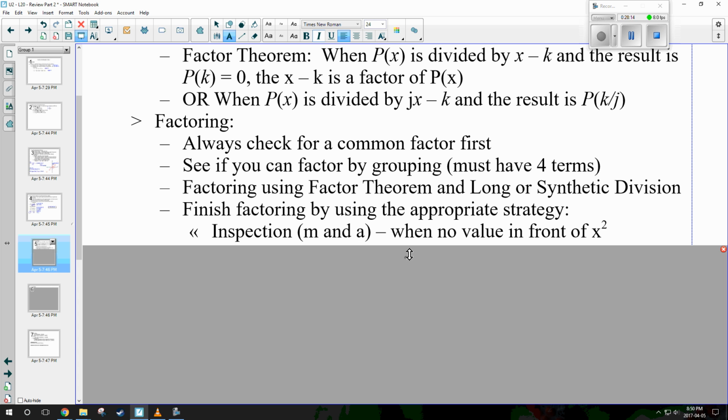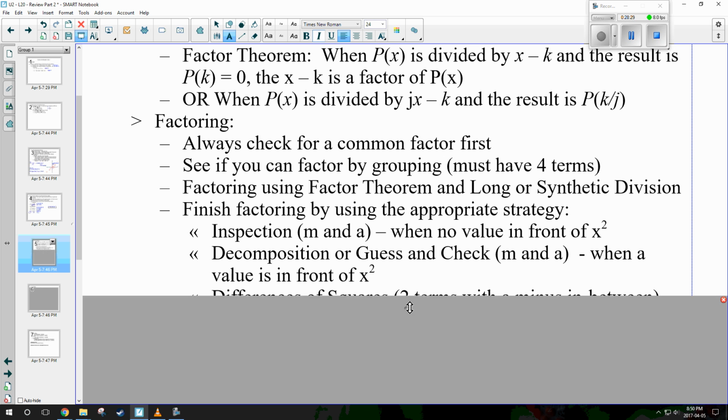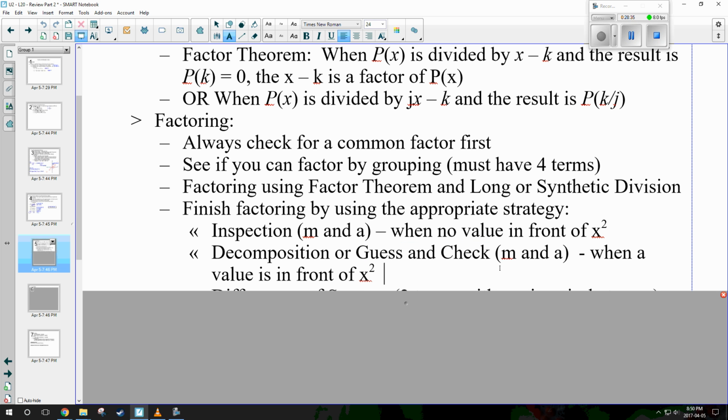The first thing is we can use inspection, and we still use that M&A. We have to multiply to the last number, but add to the middle number. And we do that when there is no value in front of the x squared. So when there's no number sitting in front of that x squared, we can use inspection. The second one is decomposition, or for those who liked it, you can use guess and check. Again, for decomposition, you still have to use the multiply and the add method. And this is the case as you have to use decomposition or guess and check when there is a value in front of the x squared. So whenever there is that number sitting in front of the x squared, you have to use decomposition.